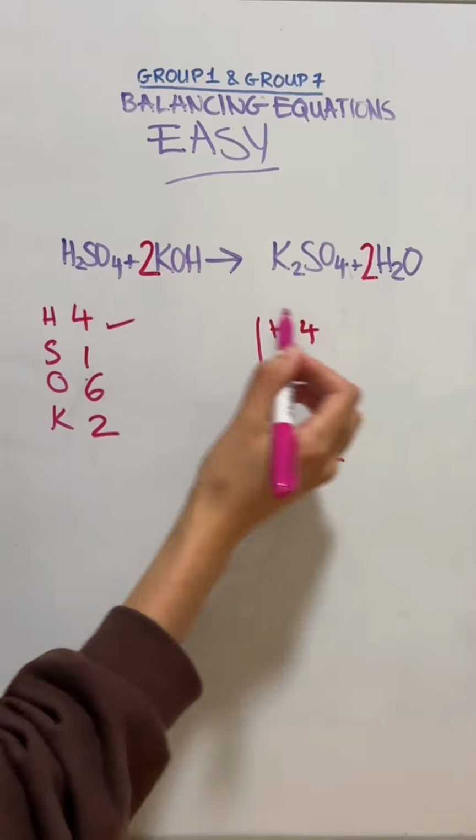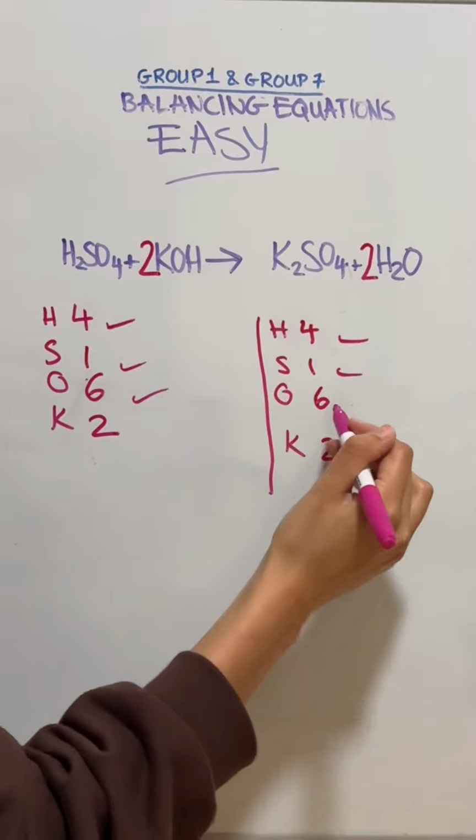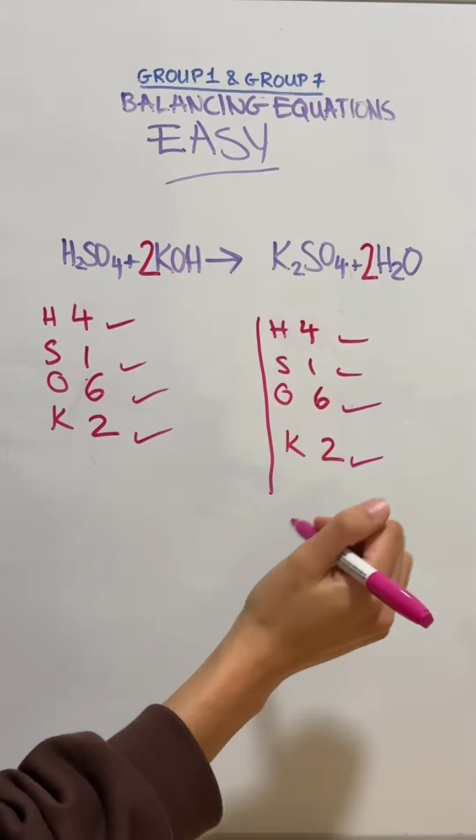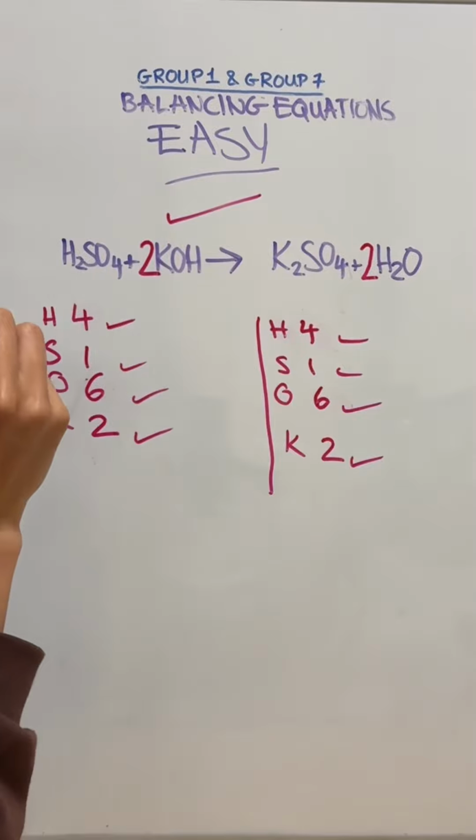So is it now balanced? 4 hydrogens, 1 sulfur, 6 oxygens, and 2 potassium. So now this is my balanced equation.